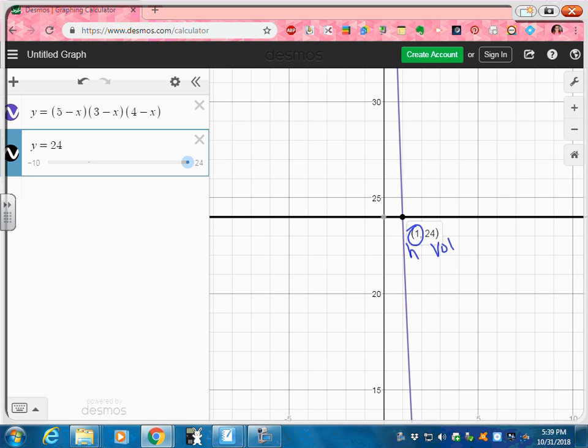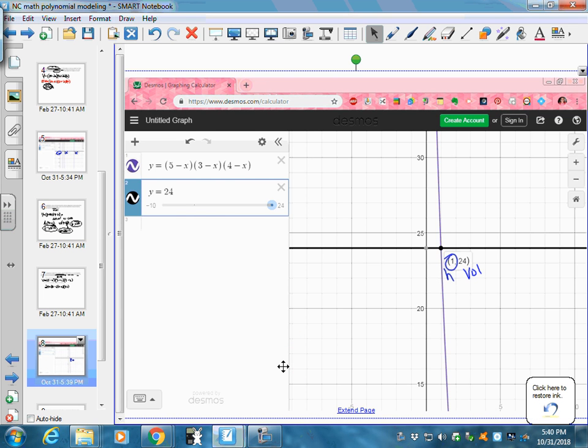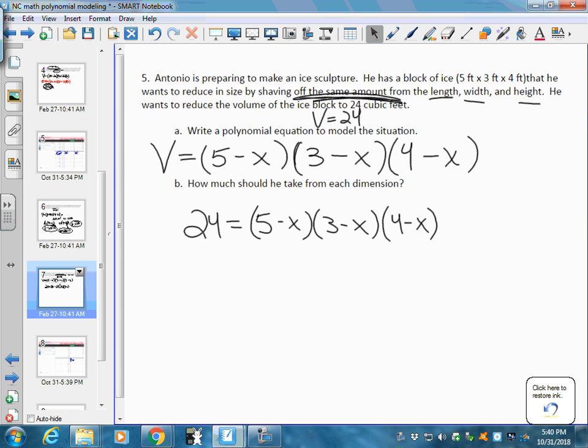Okay? Or how much I'm taking off. I'm shaving off 1 inch of the 1 foot of ice. Okay, so go back to my notebook. Okay, so we are here. So x equals 1. And that's all I needed.